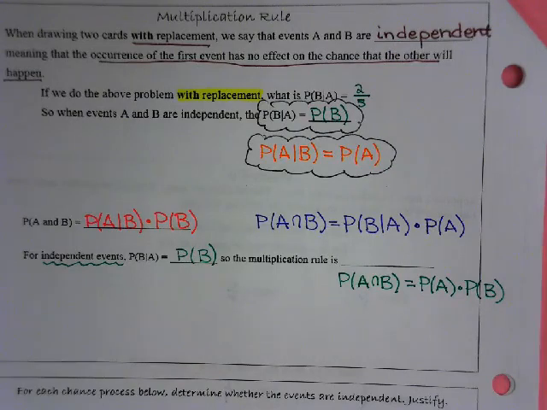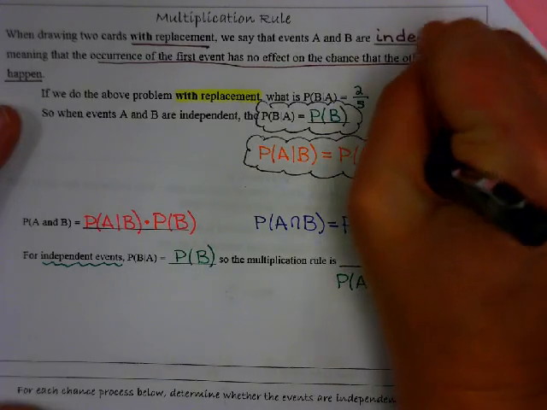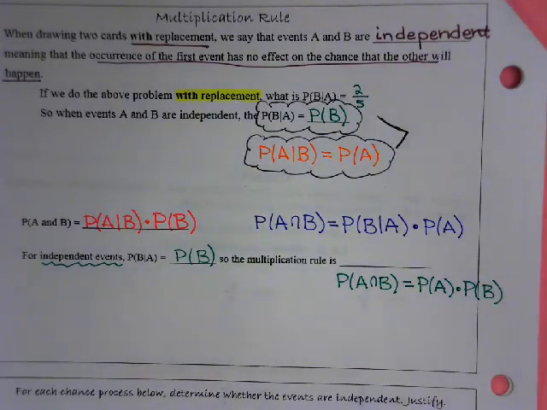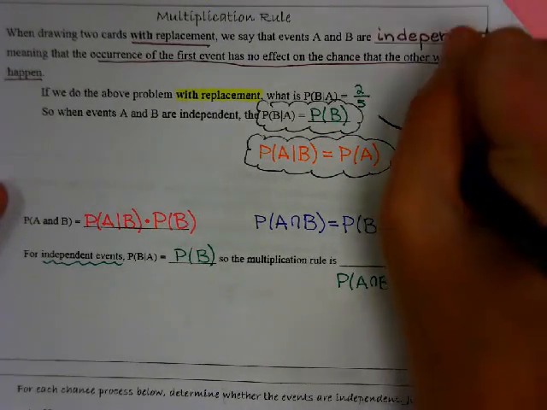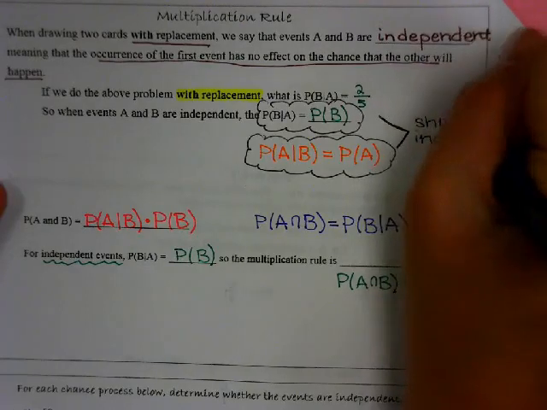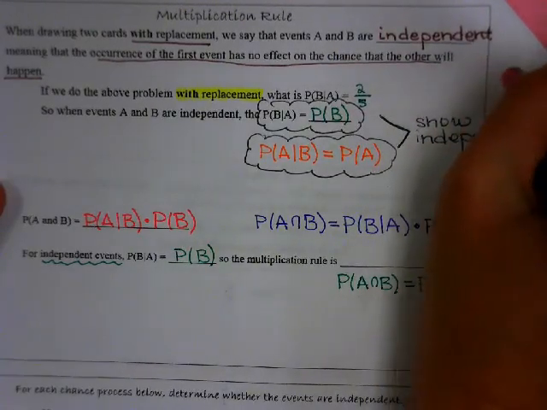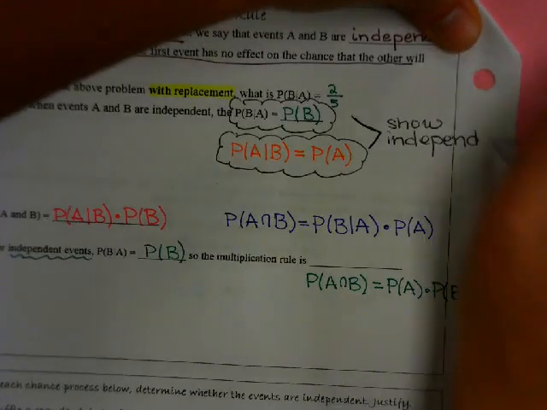Questions? Sorry. Before we actually use that rule, we're going to practice determining if two events are independent or not. And that's where these statements come into play. To show two events are independent, we have to prove that those statements are true. Am I off the board? Independence.